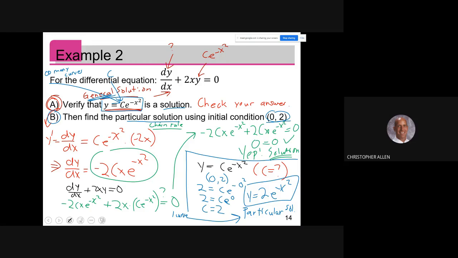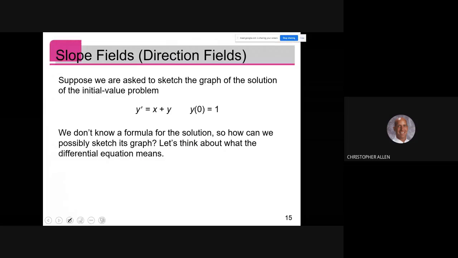All right, so that brings us to the end of objective number 1, which is to look at verifying solutions to differential equations and finding particular solutions. All right, so let's go ahead now and shift our objective here, which is slope fields. By the way, slope fields, other books and other texts and other web resources may refer to them as directional fields. They are the same thing.